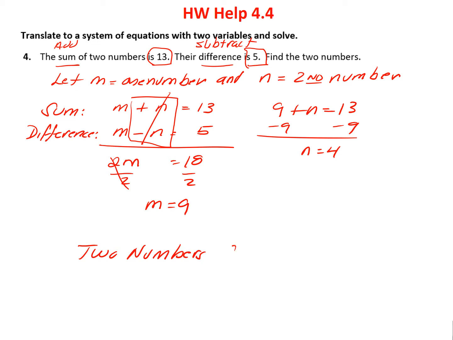The two numbers are 9 and 4. 9 and 4 add up to 13, but 9 minus 4 equals 5.